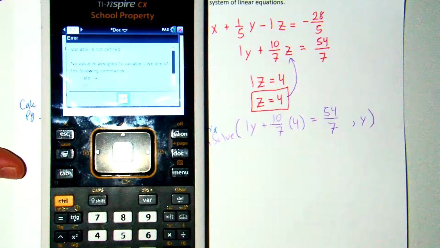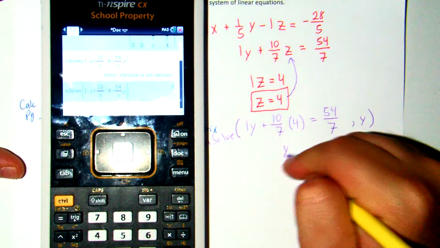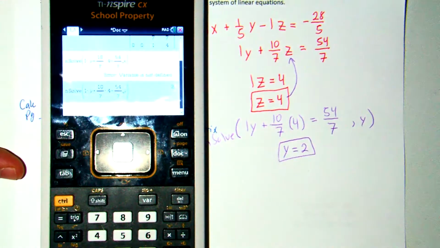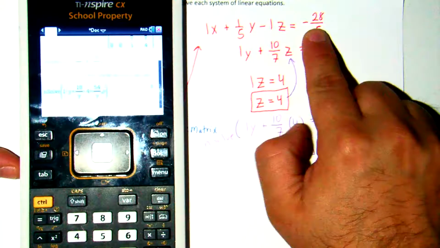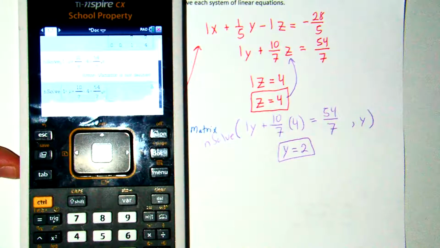So it seems like I made a mistake. Oh, my mistake here is I put x, but I really need y. That's what I'm solving for. So we get y equals 2. Okay, so we want to do this one more time. In this equation, we're going to replace the y with 2, replace the z with 4, and nsolve it as well.